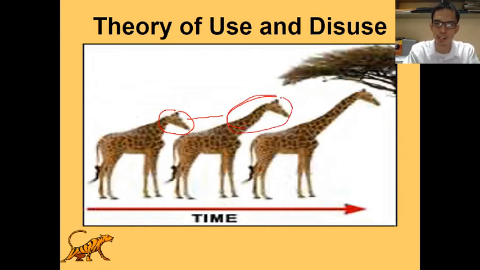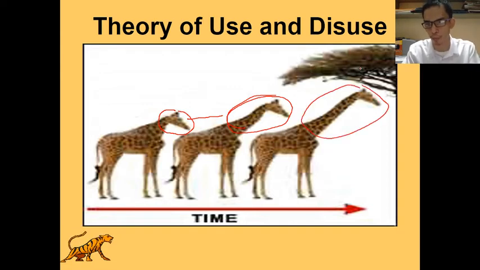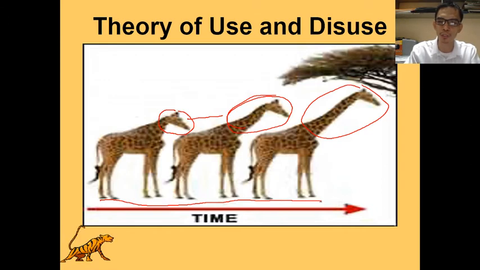These giraffes just stretch and stretch their necks in order to reach their food, which is on the top of the tree. So over time, by stretching their necks, they are able to make their necks longer. And according to this theory, this giraffe often uses its neck to reach its food, so the neck of your giraffe becomes more developed, bigger, so in this case it becomes longer. All right, so that's the theory of use and disuse.